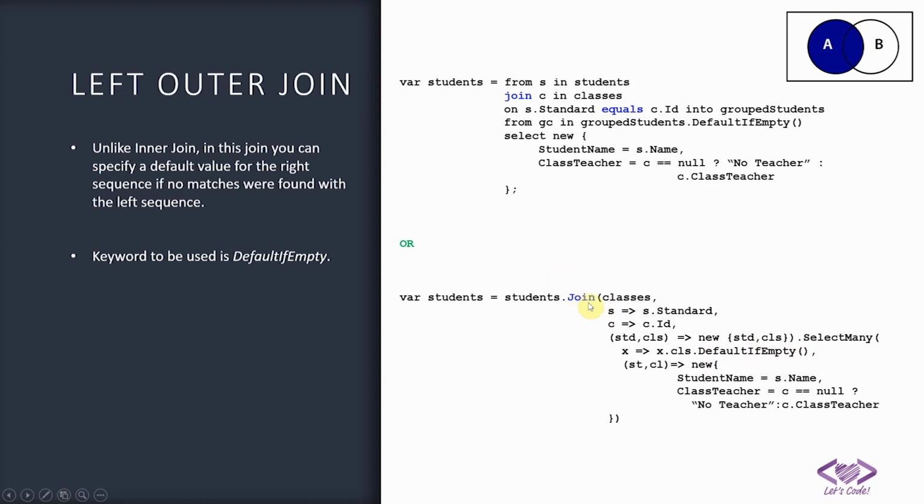So it is always advisable, for left outer join, to preferably use the query based syntax rather than the method based syntax. I have just written this here for your knowledge, but I will always suggest you go with the query based syntax. There are very few scenarios in real time where you might need this, and if at all you need this, then definitely go for query based syntax instead of method based syntax. I will show you a demo of this in the code, but I won't be using the method based syntax. I'll be using the query based syntax.